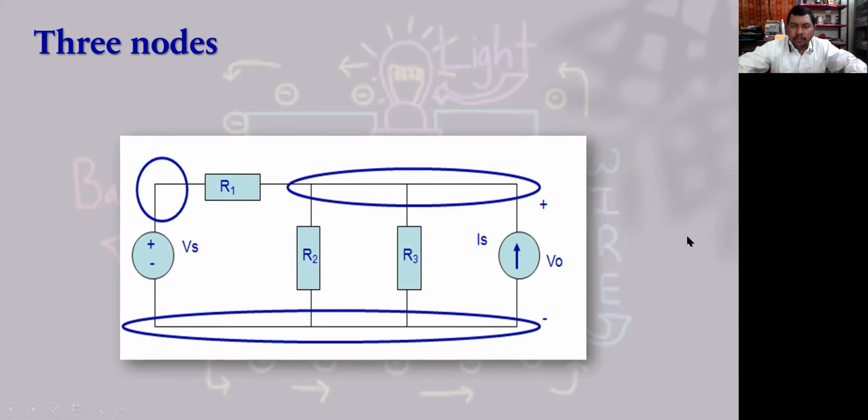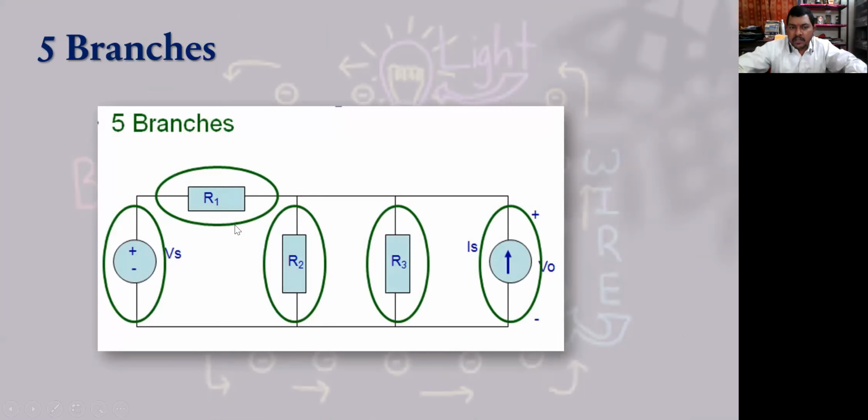Now how many branches are there? Let us check for branches. Five branches are there, and these are shown over here. See how branches are defined. The components or elements which are connected between two nodes are taken as one branch, right? The voltage source is connected in between these 2 points, so this is one branch. R1 is another branch. R2 is third. R3 is fourth. And the current source is taken as the fifth branch. So these are the branches.